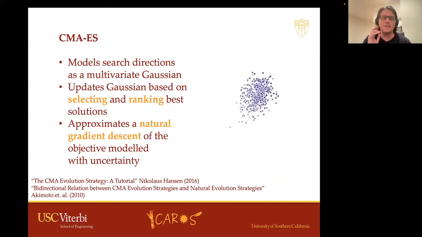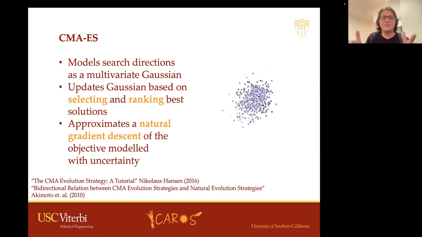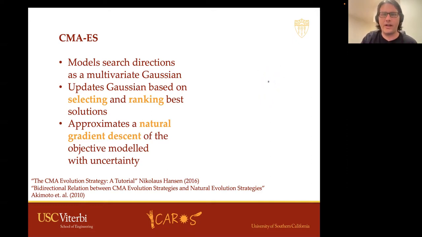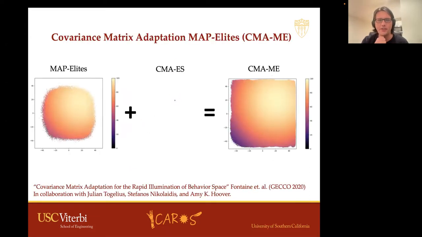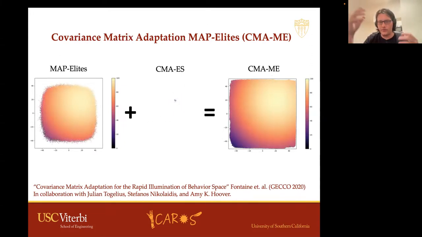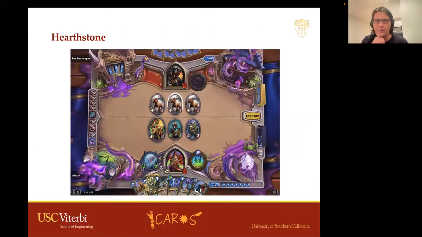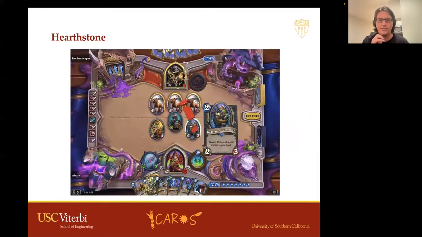So CMA-ES is a natural gradient optimizer. If you haven't heard of this algorithm, it just maintains search directions as a multivariate Gaussian. They approximate the natural gradient with some uncertainty, and we just plug that in and run it as a quality diversity algorithm now. And so this is what CMA-ME looks like on a benchmark function. And you see it fills the measure space much more efficiently than MAP-Elites, and also can find higher quality solutions. We also did a little bit of agent training using this for the game Hearthstone.